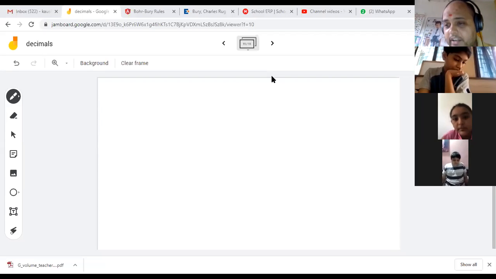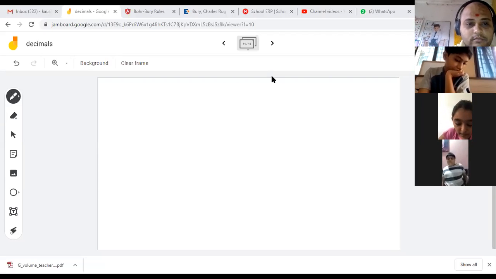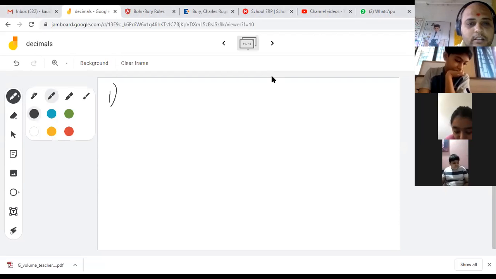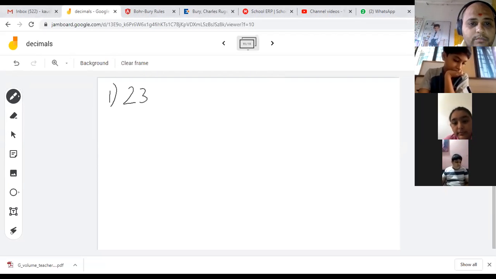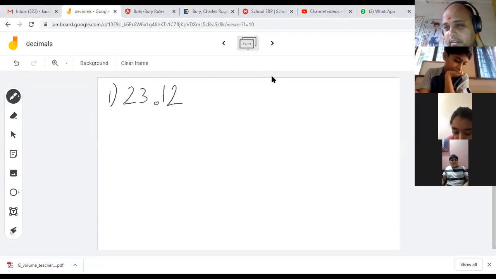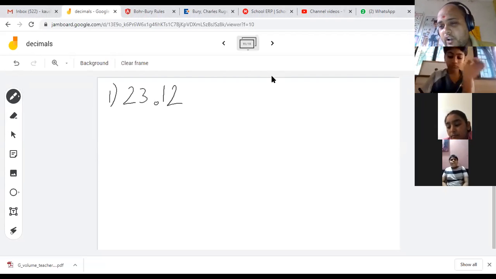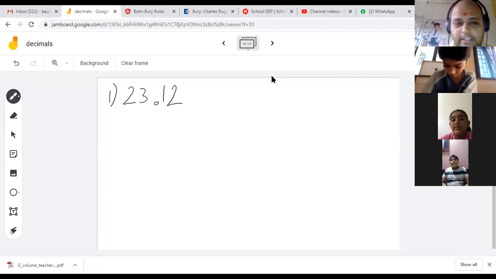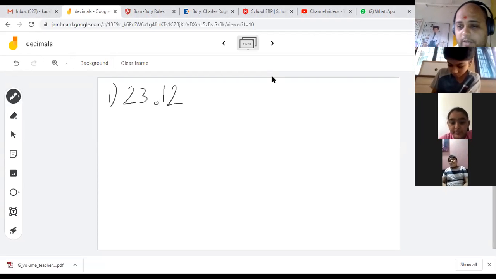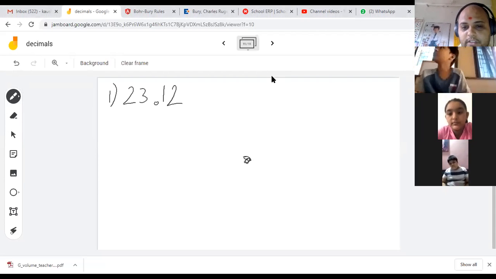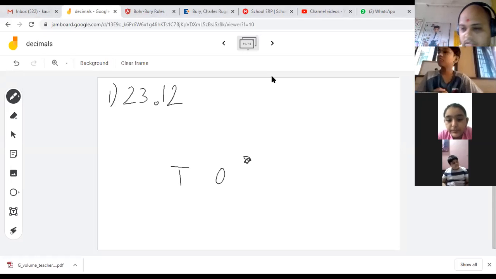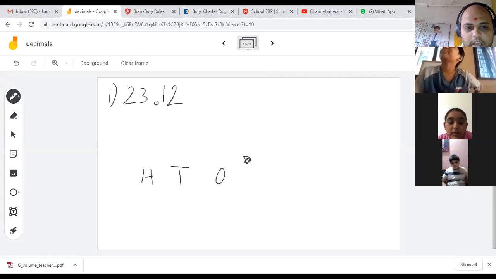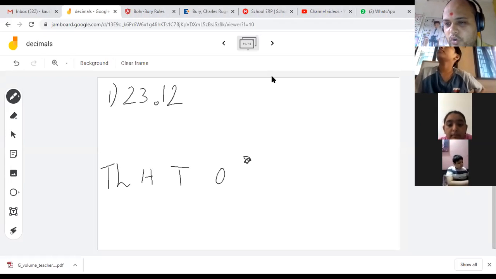Now pay attention. If we take one example, let's say 23.12. Let me explain to you again one more time. This is something which you have studied in fourth standard also. We know that a decimal point, if it is here, the places to its left are ones, tens, hundreds, and then thousands. Everyone knows this part.